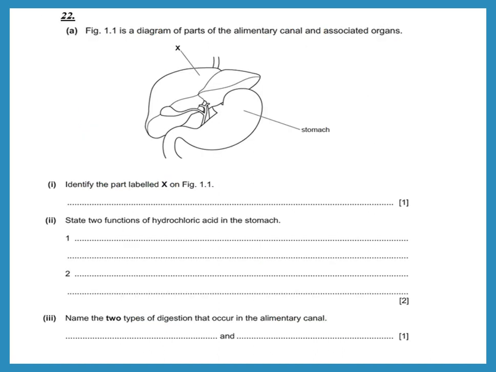Figure 1.1 is a diagram of parts of the alimentary canal and associated organs. Identify the part labeled X. What was X? X is something that hangs over the stomach. Remember, X is the liver.